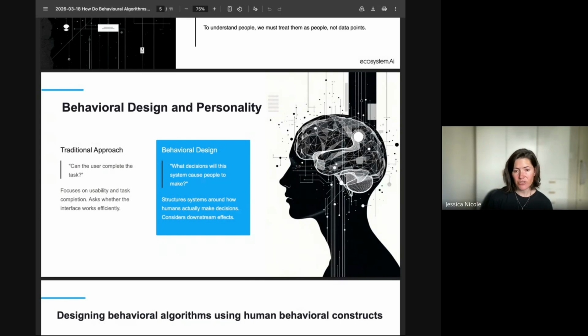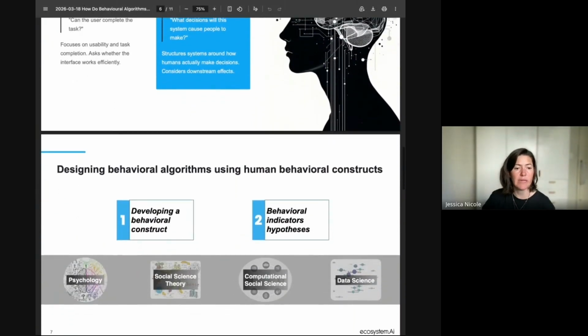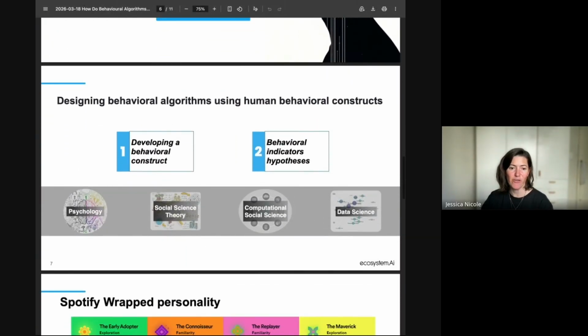So this then leads us to looking at how these algorithms can ultimately be made. I'm going to hand over to Eric over here, who will talk us through designing behavioral algorithms.